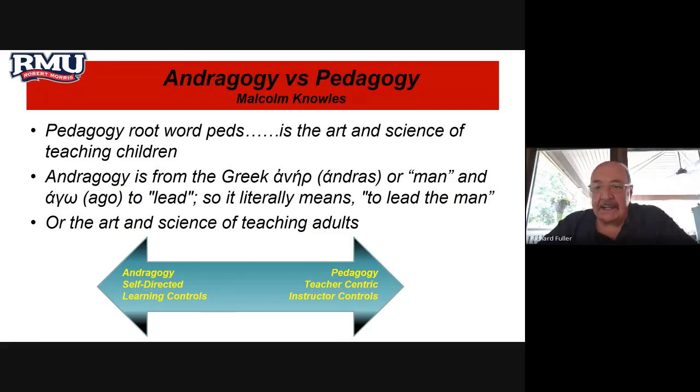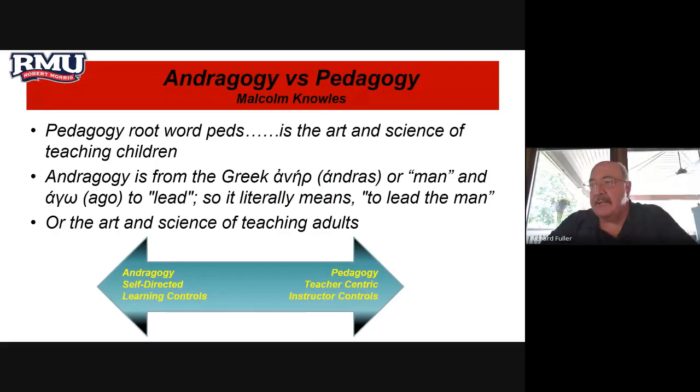Malcolm Knowles talked about the idea of adult learning theory, and that adults are more self-directed, okay? And adults want more learner controls in that respect. The pedagogical end of things is the art and science of teaching kids, and we generally find that to be a little bit more teacher-centric, with more instructor controls on how and when materials are released.